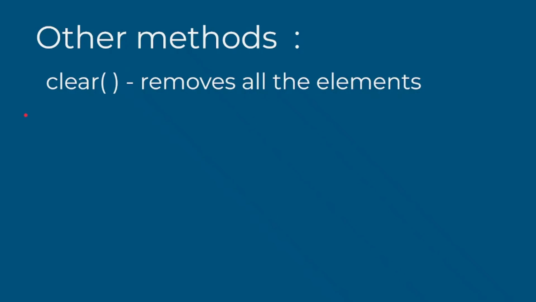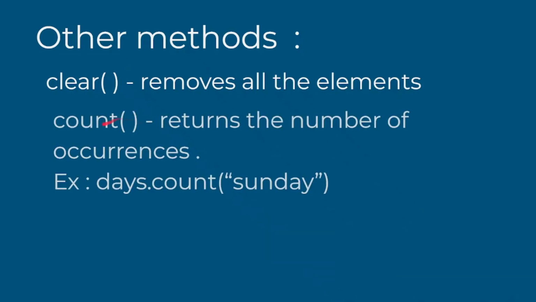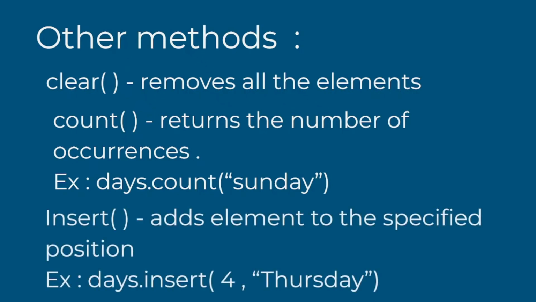The list also provides many other useful methods. They are clear. This method removes all the elements from the list. Count. This method returns the number of occurrences of the specified value. For example, let us assume the days list contains 3 items: Sunday, Monday, Tuesday. If I write days.count of Sunday, then it will return 1, because the item Sunday is present only once in the list.